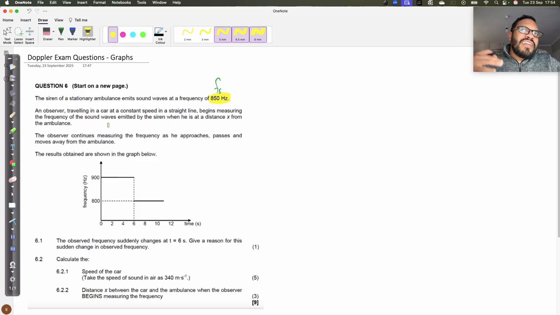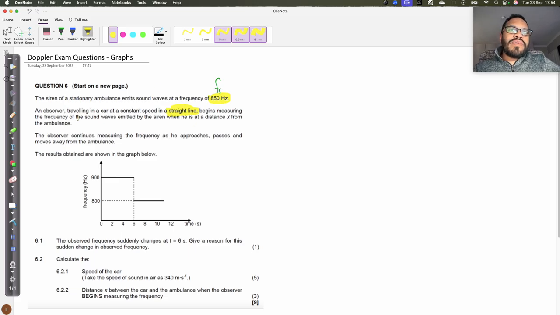Now, they've just added extra words. They're telling you it's a siren on the ambulance, but the ambulance is standing still. Okay, fine. Then they're telling you there's an observer, but the observer's traveling in a car. It's just the observer either way, okay? They're traveling at a constant speed in a straight line. Now, a straight line is important because later on we're going to see why that word is important there.